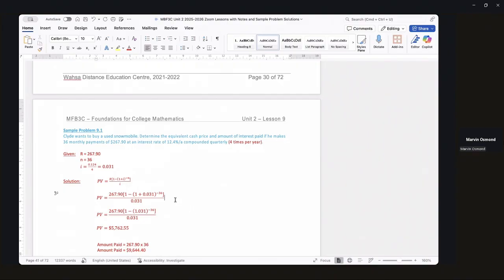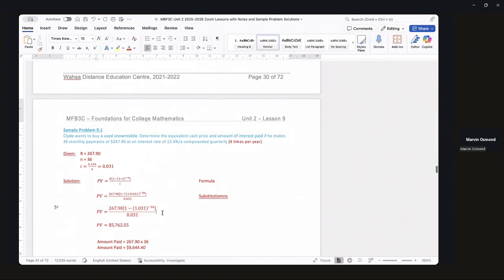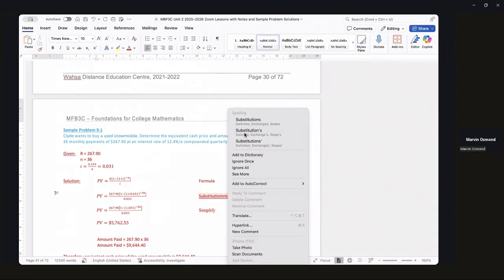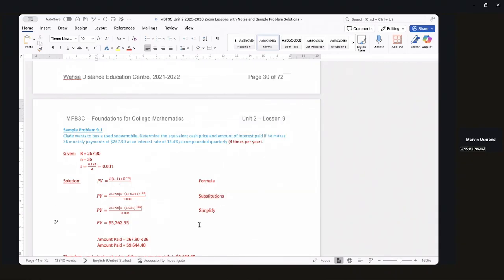Now, again, do the substitution. So I'll just put a little note over here for you. So formula first. Okay, and then it's going to be substitutions. So what do you know? And then it's going to be simplify. Simplify, and then just do the calculation.